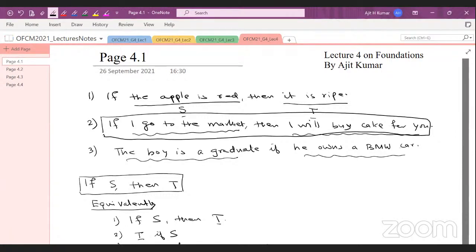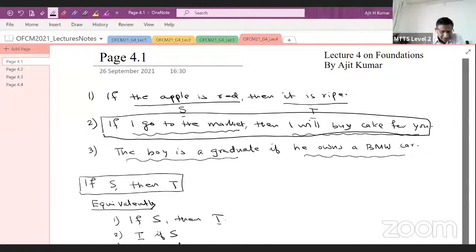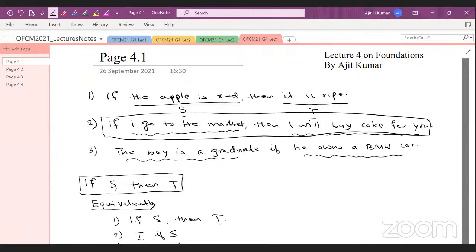Siona. Yes, Siona. If I do not go to the market, then I will not be able to buy cake for you. Come again, your voice is slightly low. If I do not go to the market, then I will not be able to buy cake for you. But that is true, right? If you don't go to the market, you're not bound to buy cake, so of course you do not buy cake. So this is the same thing, right?